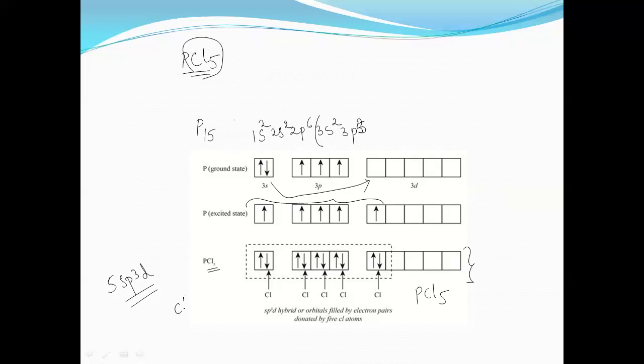The atomic number of Cl is 17, so its configuration is 1s2, 2s2, 2p6, 3s2, and 3p5. Each sp3d hybrid orbital of phosphorus overlaps with one of the p electrons in the p orbital of a chlorine atom, resulting in the formation of PCl5. There is a pairing up of electrons with opposite spin, resulting in a stable molecule.